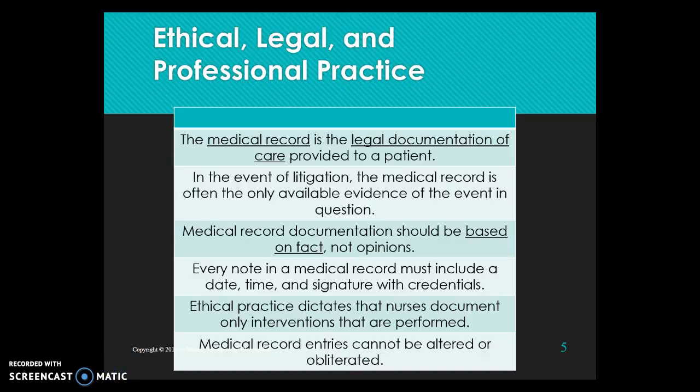The medical record is the legal documentation of care provided to a patient. If you didn't chart it, it wasn't done. Even if you did it, if you didn't chart it and it goes to court, it didn't happen. So in the event of litigation, the medical record is often the only available evidence of the event in question. And in our legal class, I'll have a lot of documentation examples for you that will show that.